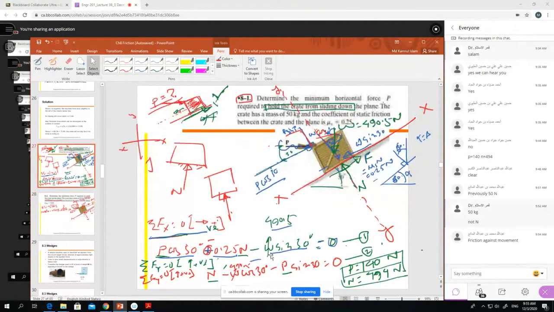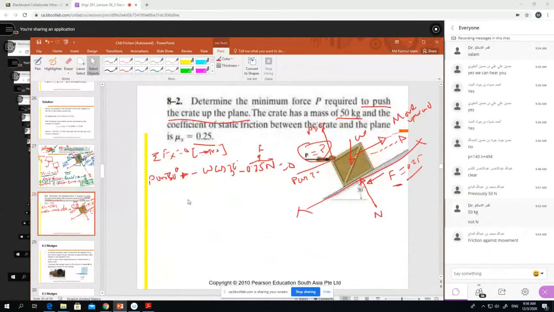Everything is the same as before, our equation number 1. But here it is not cos, I wrote it wrong. Here it is not cos, it will be sine.